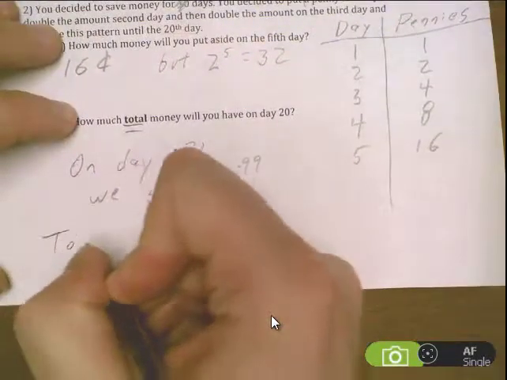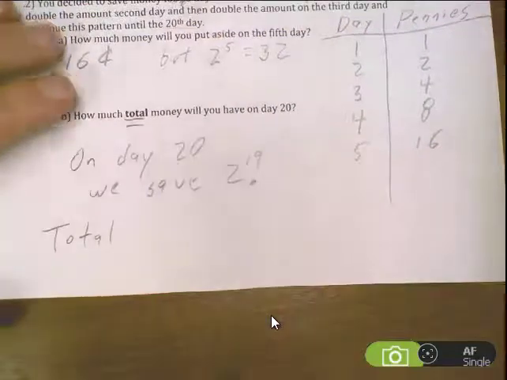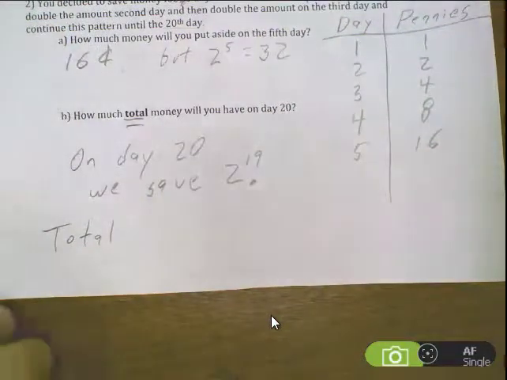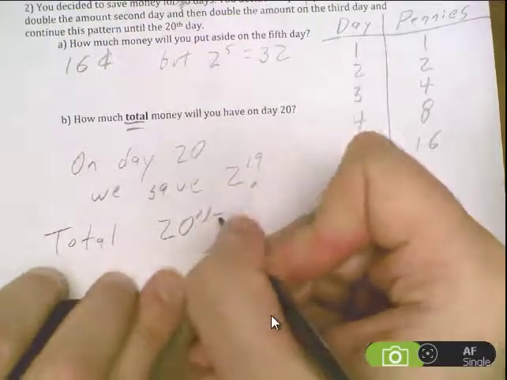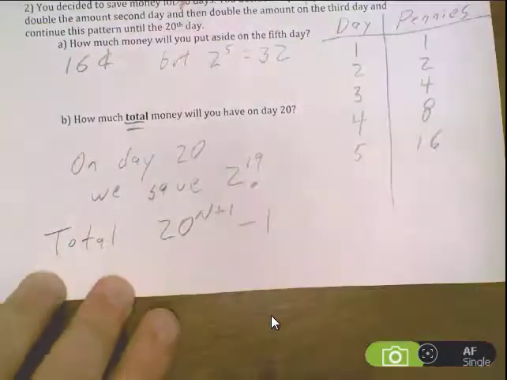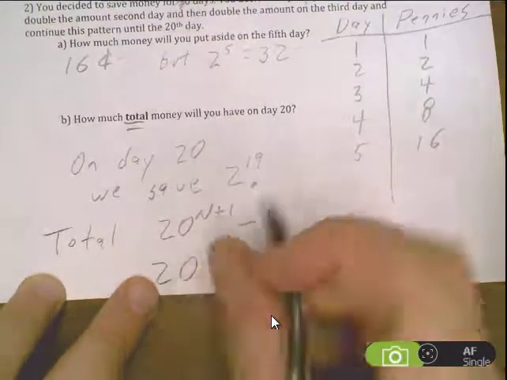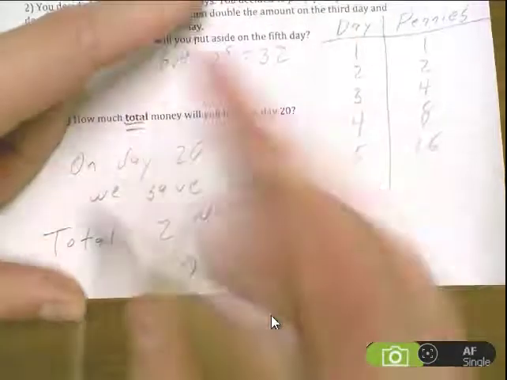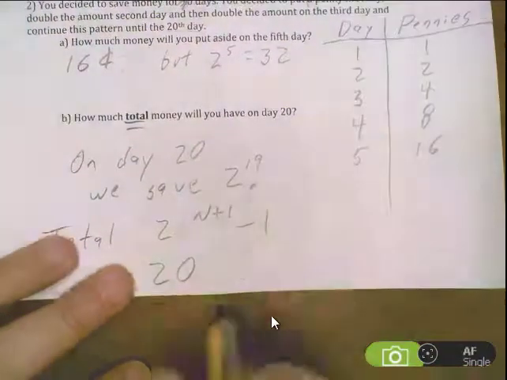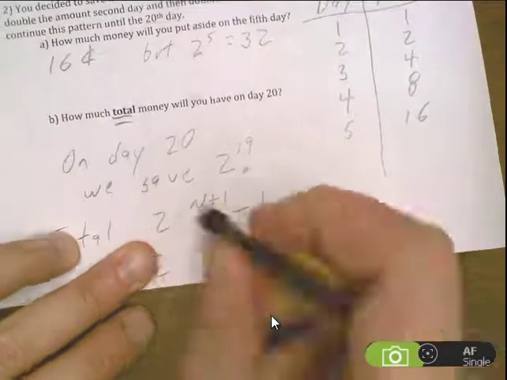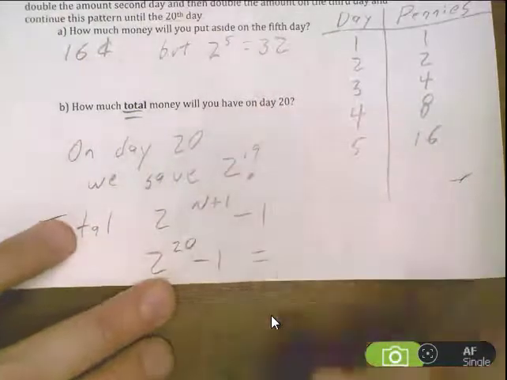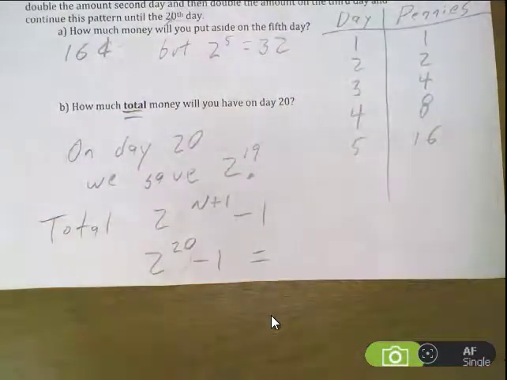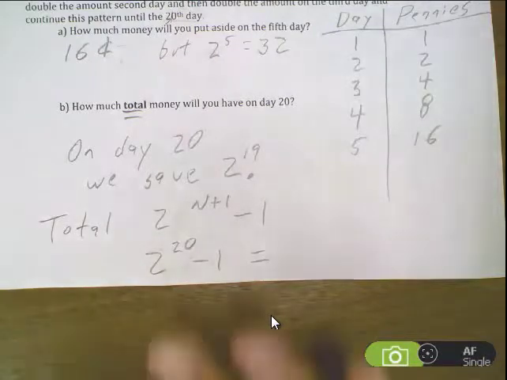So the total then is going to be given by, well, we've shown that when you double something every time, the total is 2 to the n plus 1 minus 1. So in this case, it'll be 2 to the, not 20, 2 to the n plus 1 minus 1. So in this case, it will be 2 to the 20th minus 1, which equals, if we use a calculator, a big number. So that's how you do that one.